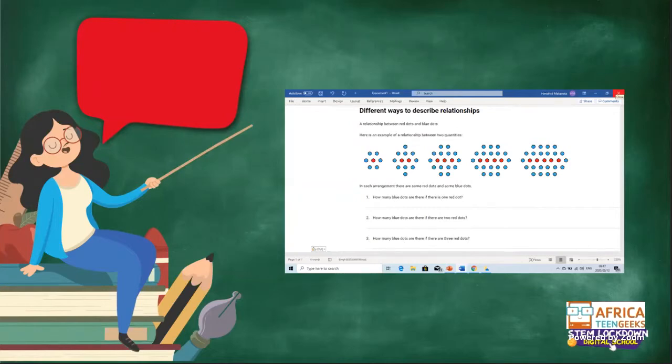So if there are 3 red dots, how many blue dots are there? Once again, you have an option of calculating. I see a hand. Let's go to Rita.